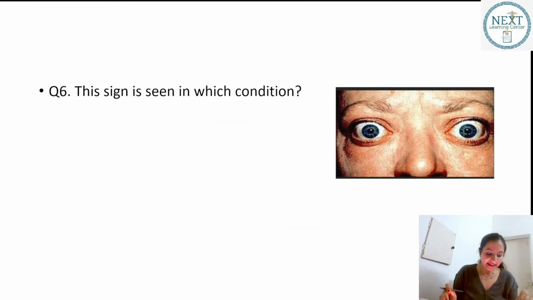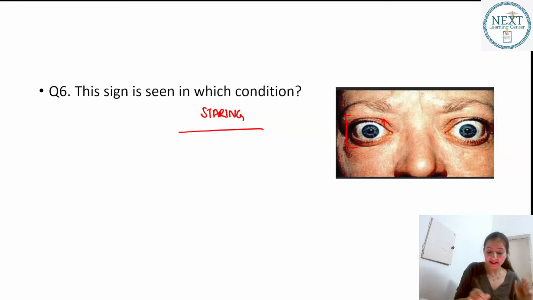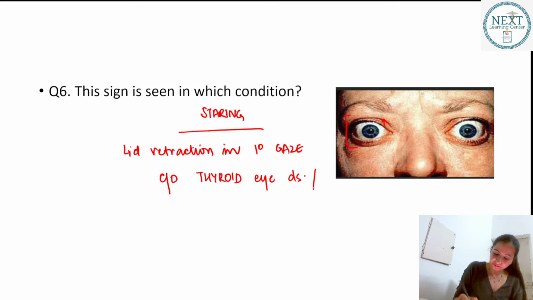Then this sign is seen in which condition? If you see here, it looks as if the person is staring, right? Or if you see, there is some lid retraction in the primary gaze. I have told you multiple times that lid retraction in primary gaze is a characteristic feature of thyroid eye disease or Graves' disease.